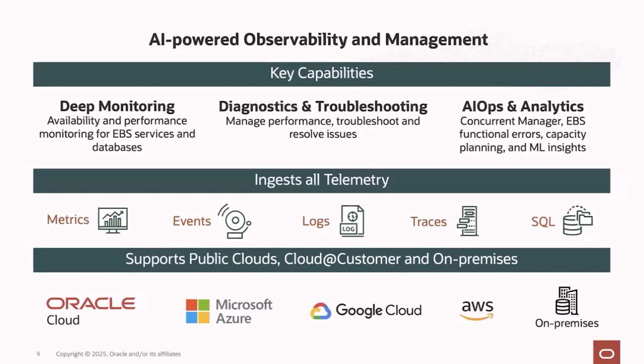It also allows for diagnostics and troubleshooting to manage the performance and resolve issues. And finally, AI ops and analytics for things like Concurrent Manager, EBS functional errors from the business side, capacity planning, and some machine learning insights capabilities. And OCI observability and management ingests all kinds of telemetry. So this includes metrics, events, logs from the environment, traces for the application, and SQL data from the database.